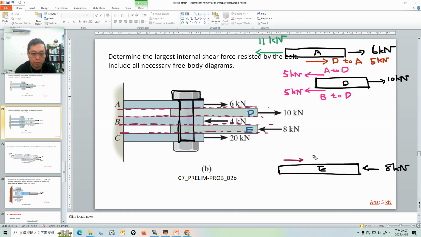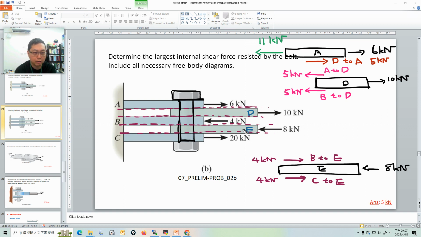This friction force is B to E, and this friction force is C to E, and they must be equal to each other. Each must be 4 kilonewton to balance the whole object and make everything static. Okay, we have solved E.